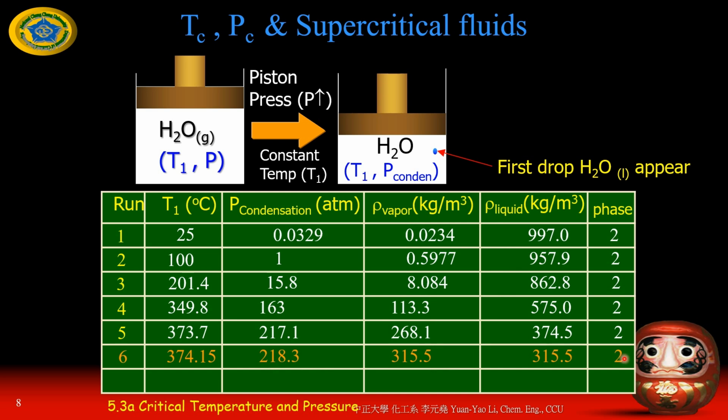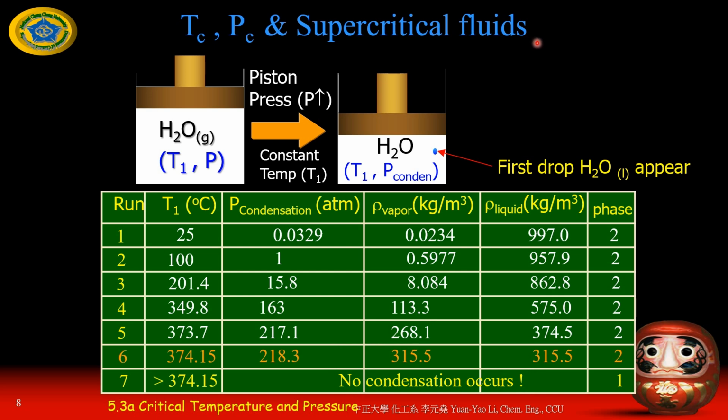So you might say, well, Professor, what happens if I go to round 7 and increase the temperature to 400? Will I have 2 phases? No. There's no way to have 2 phases. If I increase the temperature above 374 and no condensation occurs, there's no liquid anymore. So only 1 phase. What kind of phase is this? We call this supercritical fluid.